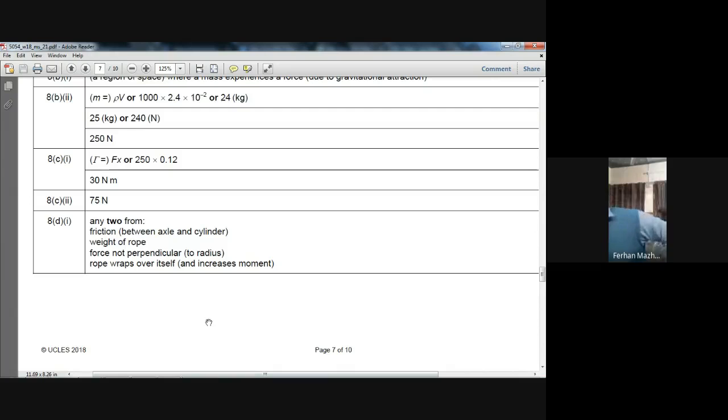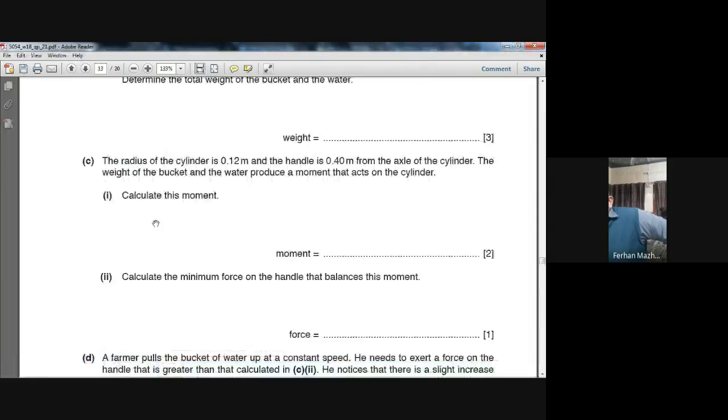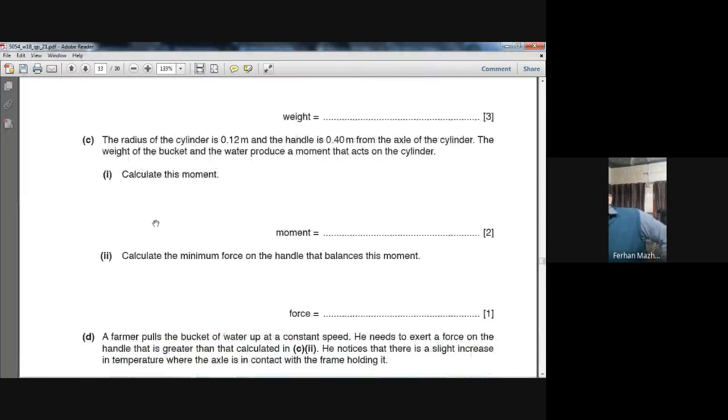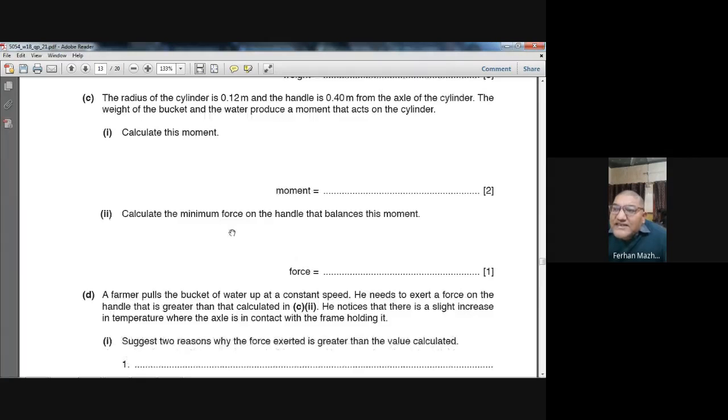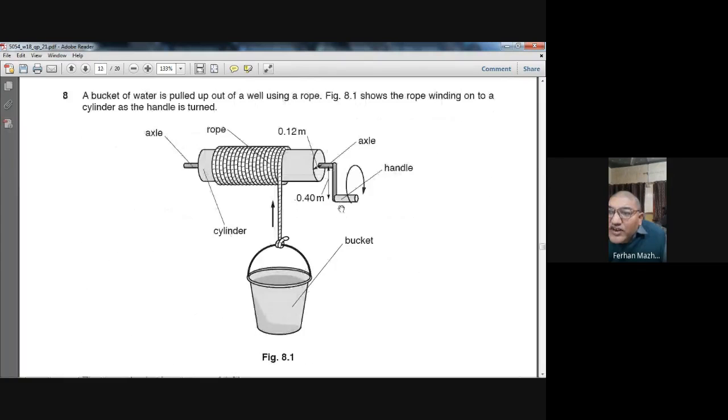Okay. The next part. Calculate the minimum force on the handle that balances that moment. You see, to balance that moment, you are providing force here at the handle. The handle is in your hand. So with your hand, you are also supposed to produce that much moment. That much moment should be produced by this handle also. So then the thing will be balanced.